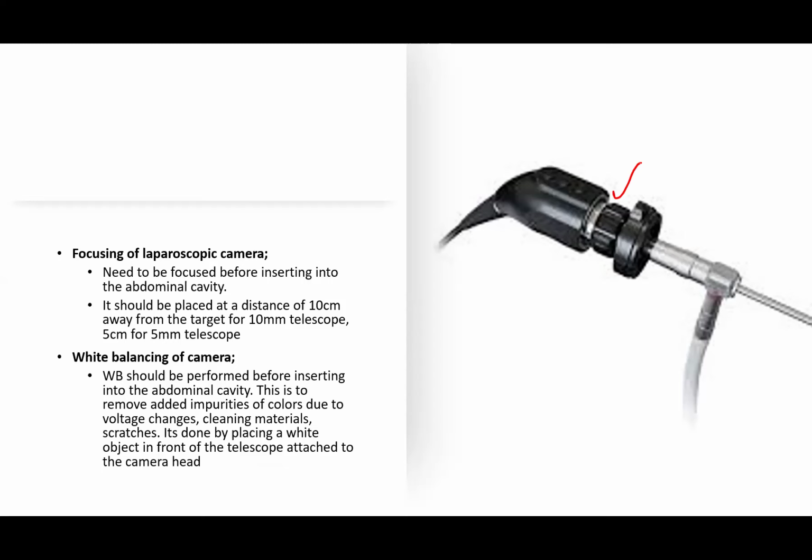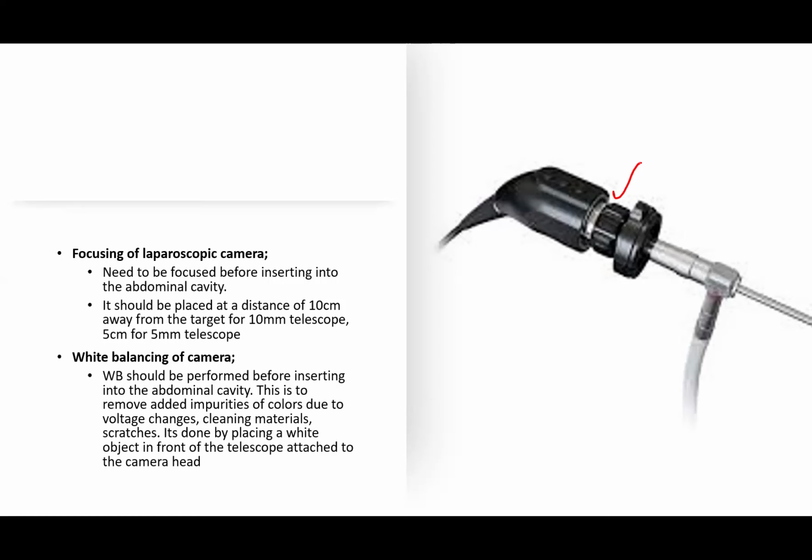Now, after focusing, before introducing, you need to create a white balance of the camera. Okay, white balance should be performed before inserting into the abdominal cavity. Why do you do white balance? This is to remove added impurities of colors due to either voltage changes, the cleaning agent you use in cleaning your scopes. Maybe there are some scratches on the lens.